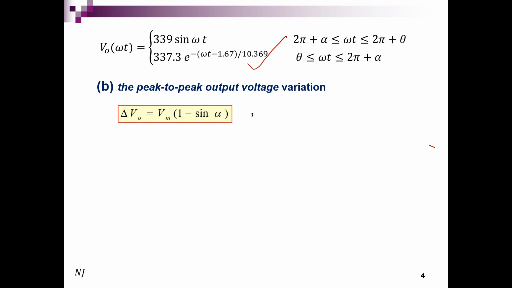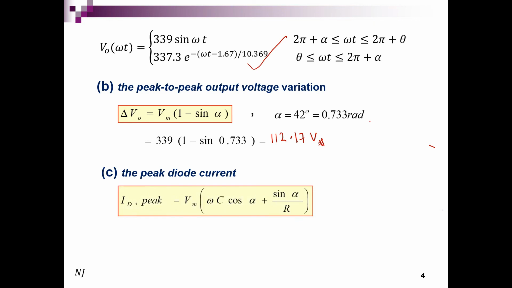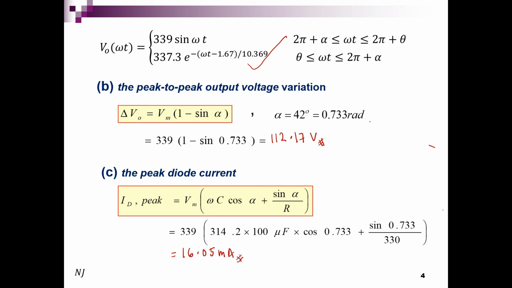And then for the peak-to-peak output voltage variation, it is given by delta Vout equals Vm multiplied with 1 minus sine alpha, where alpha is 0.733. So we will get delta Vout equal to 112.17 volt. Next, the peak diode current is given by Vm multiplied with omega C cos alpha plus sine alpha over R, and we will get ID peak equals 16.05 milliamps.